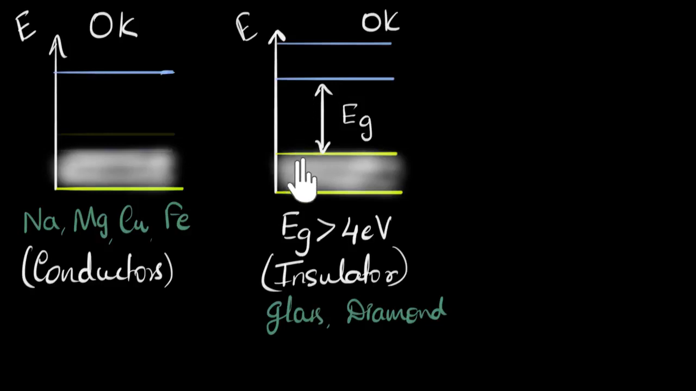So if you want to excite these electrons, you have to excite them all the way till here. And the probability of an electron being excited all the way over there is extremely low, even at room temperatures. And so in such materials, even at room temperatures, you'll find an extremely tiny amount of electrons found in this empty band. And so only a negligible amount of free electrons are found. And that's the reason insulators behave like insulators.